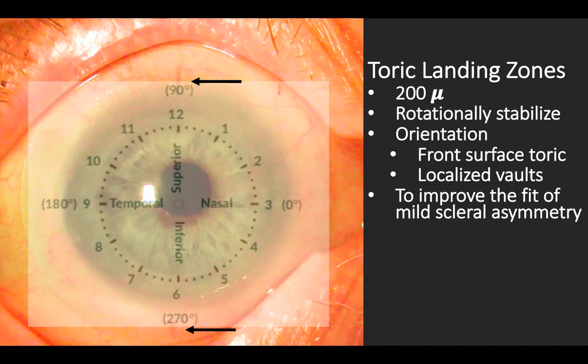Toric diagnostic lenses or scleral lenses with toric landing zones can also be successfully used to fit patients with mild scleral asymmetry.